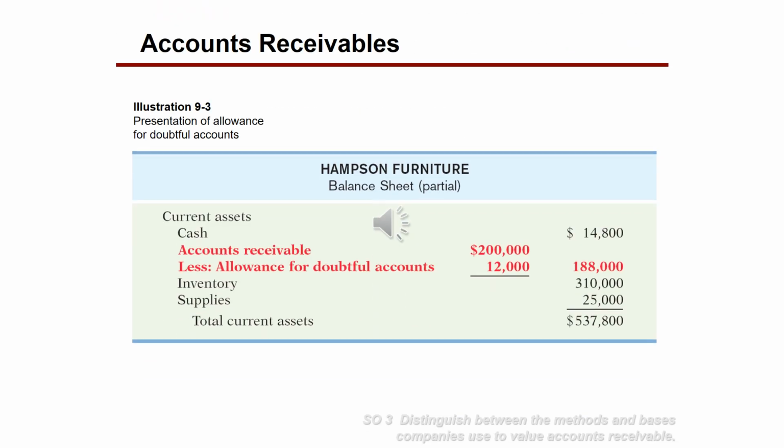And of course, that is going to be reflected on the company's balance sheet as follows. We're going to have a line for accounts receivable, of course, for the $200,000 that remain uncollected at the end of the year. And we're going to subtract the allowance for doubtful accounts that the credit manager has estimated of $12,000. So that's going to give us a net accounts receivable of $188,000.